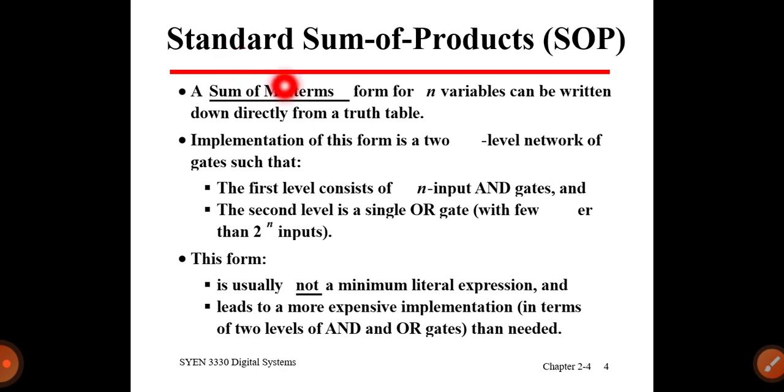A sum of the min terms. I have told that. The form for n variables can be written down directly from the truth table.